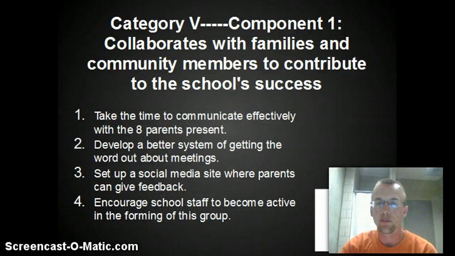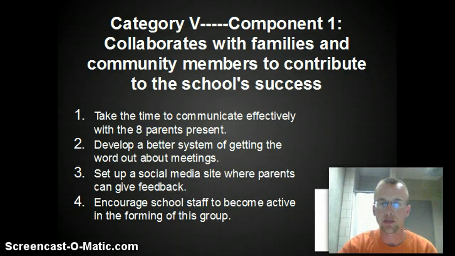Category number 5, component 1. I will collaborate with families and community members to contribute to the school's success. Number 1, I'll take the time to communicate effectively with the 8 parents that show up at the meeting. That's the strongest point of this case study, is taking the time. You've already got a meeting started. You might as well go ahead and get your voice out of what needs to happen to get parent involvement going, and ask them questions of what they would like to see.